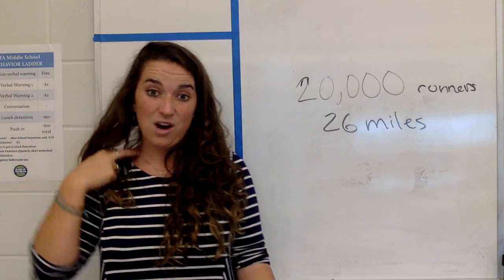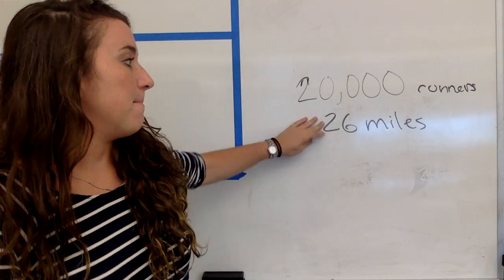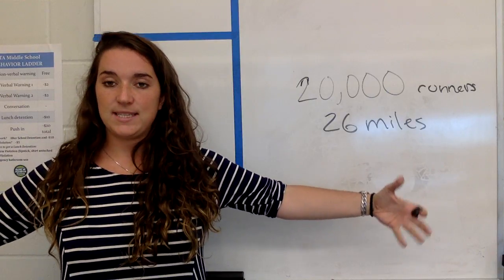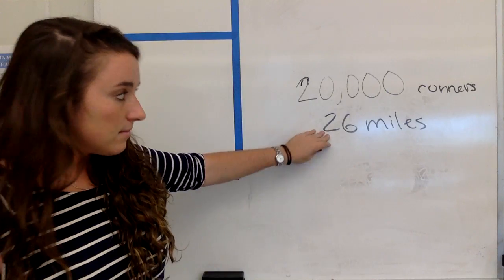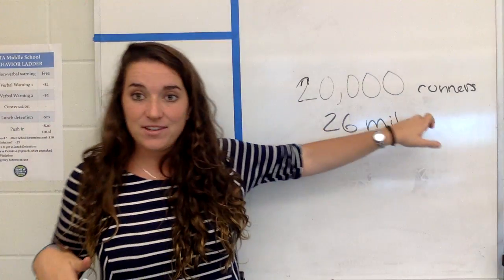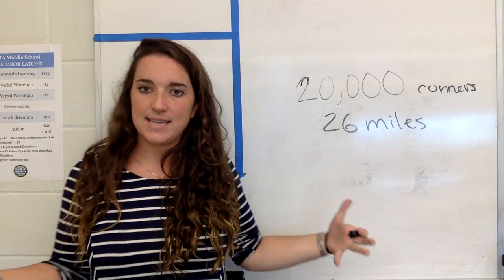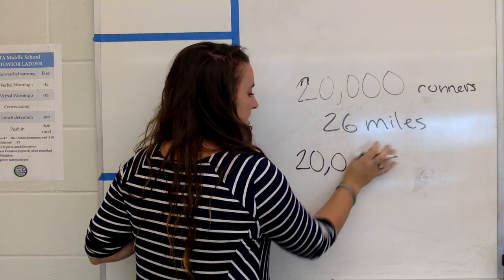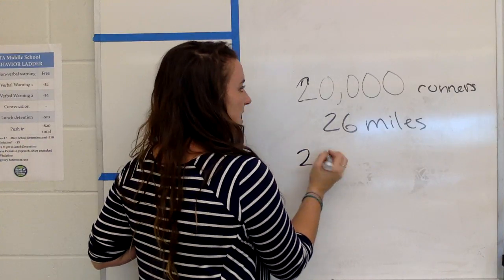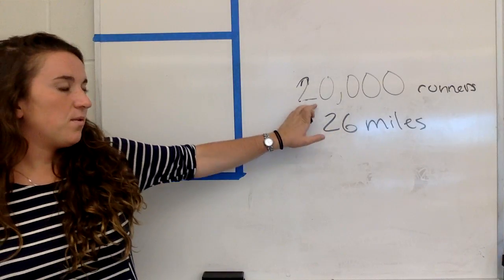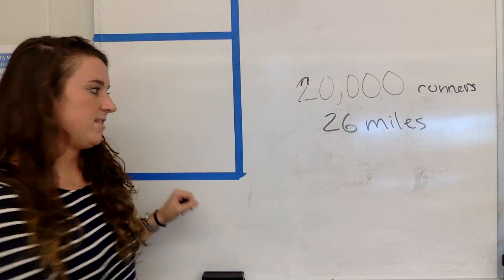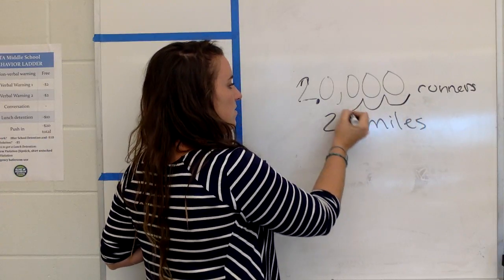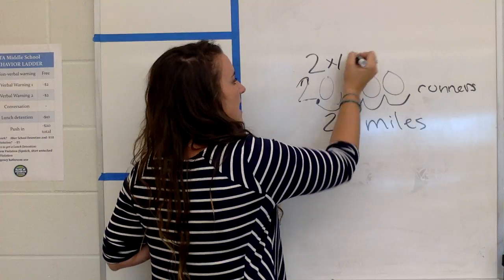In order to figure that out, I need to figure out how many miles these runners ran. So if I want to know the total combined mileage that they ran together, what can I do? If you said add, you're right. I can add this 26 times, but repeated addition is the same as multiplication. So the easiest way to do it is multiplication. I have 20,000. I want to write this in scientific notation to make this even easier. So 20,000, my decimal needs to go here. How many times did I move it? 1, 2, 3, 4. So it's 2 times 10 to the 4.